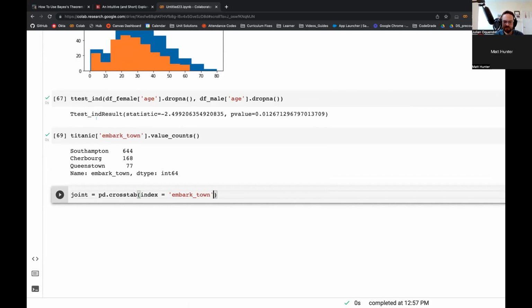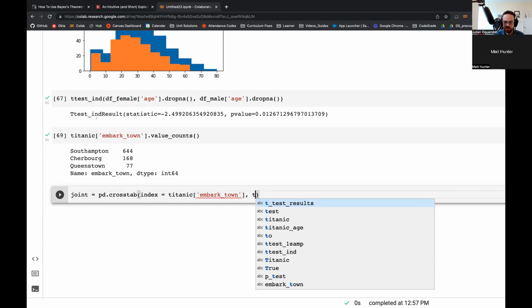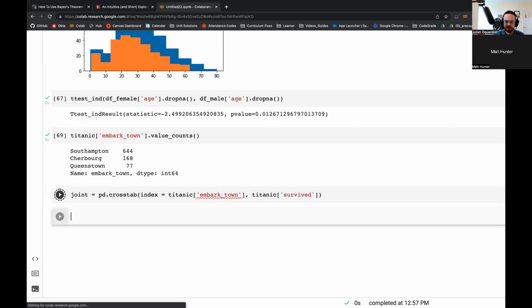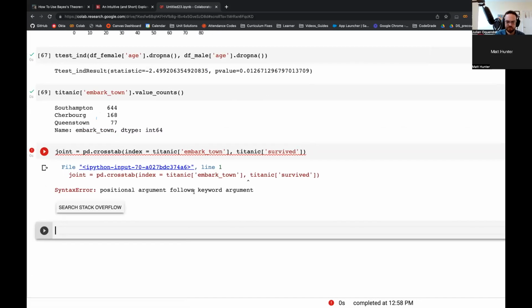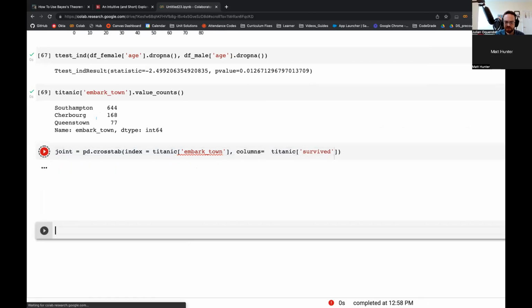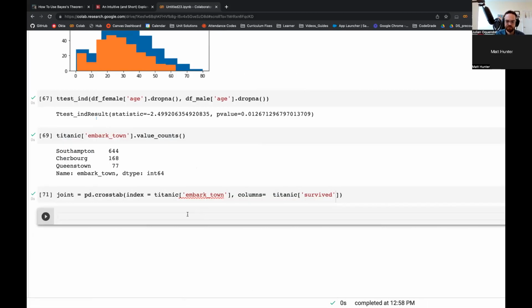Embark town. And I want that to be from my Titanic data frame. So this is my one value. Titanic, whether they survived or not. Index, columns. There we go.